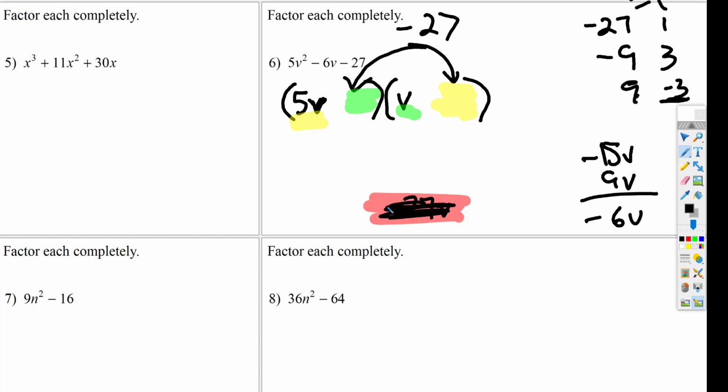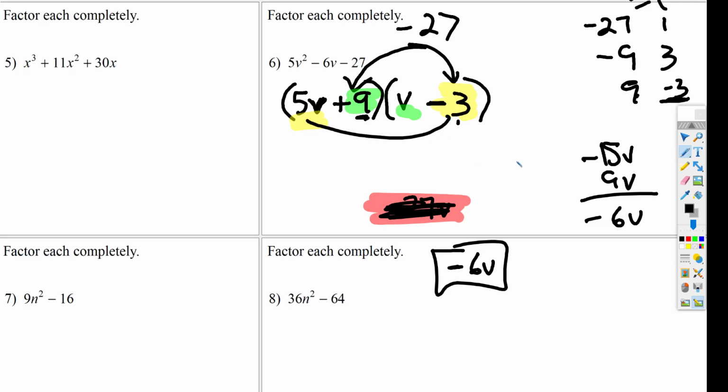Oops, I put negative 27v there. It should have been, they need to add up to negative 6v, just like that. So I'm going to put the negative 3 here, and I'm going to put the positive 9 there. These two multiply to be negative 27, and then 5v times negative 3 is negative 15v, 9 times v is 9v, and they add up to the negative 6v.